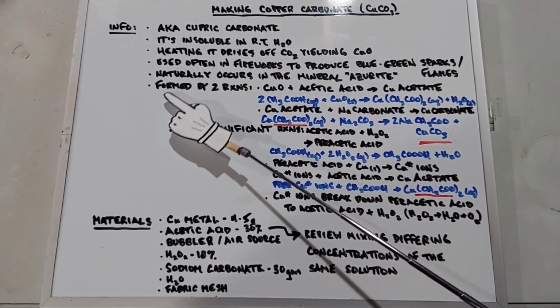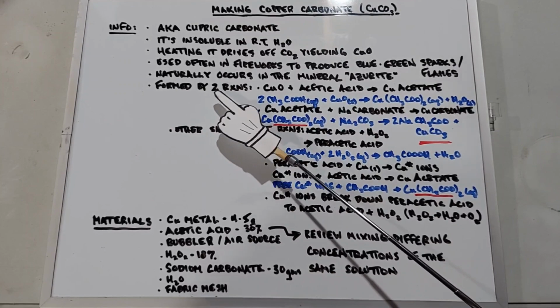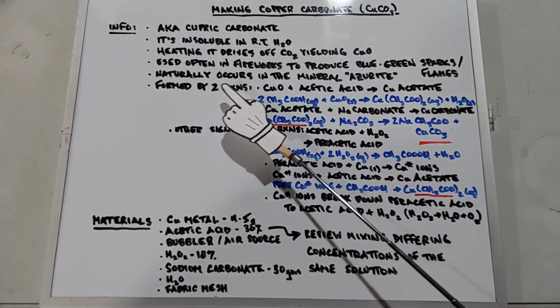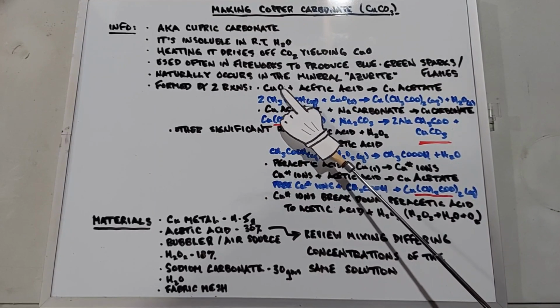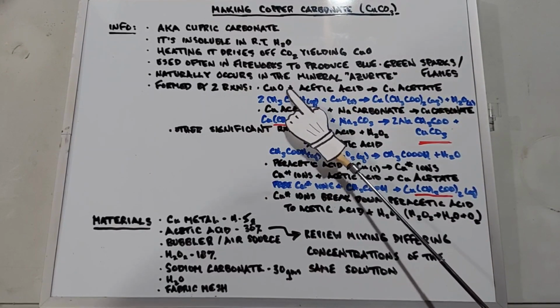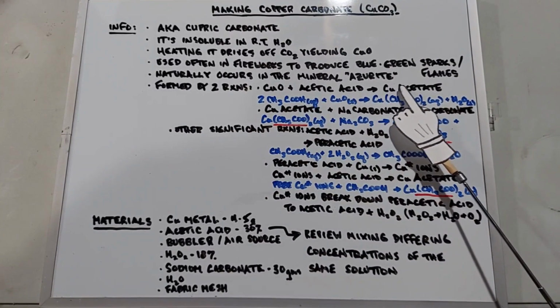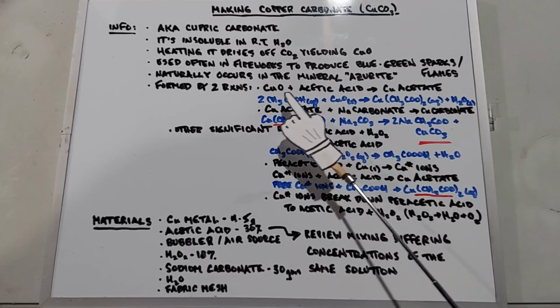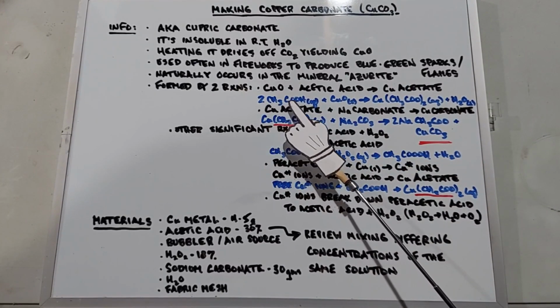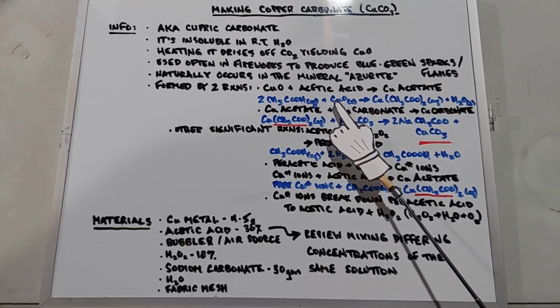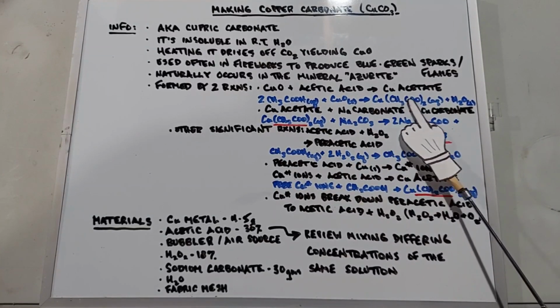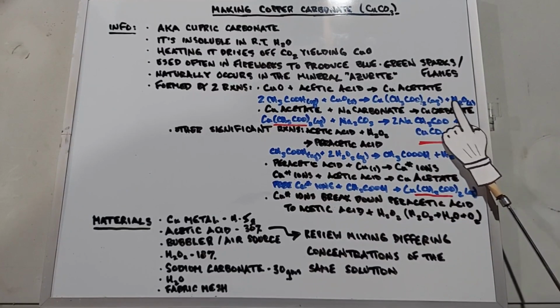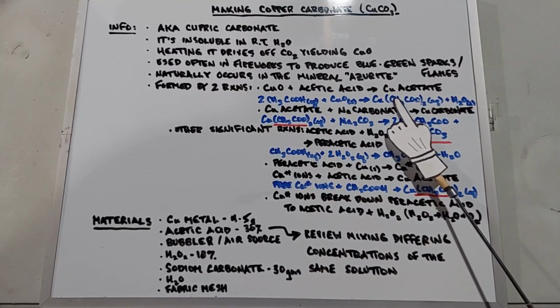Copper carbonate is a little bit tricky to make sometimes, so I'm going to proceed with two reactions. The first one is using copper oxide, which we're going to actually make using air and metal copper, plus acetic acid will yield copper acetate. This is the reaction right here: 2CH3COOH aqueous plus CuO solid yields Cu(CH3COO)2 plus H2O. So right here is our copper acetate.